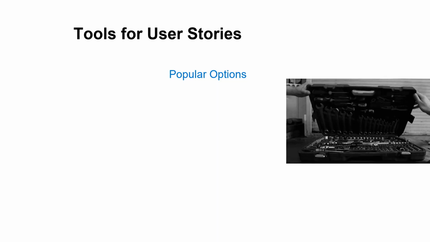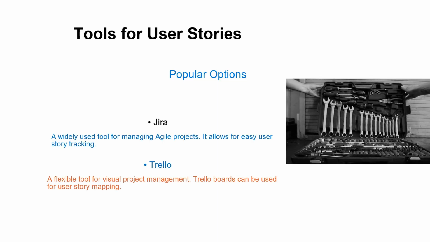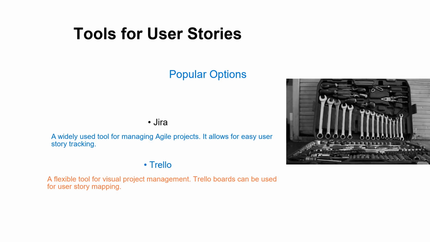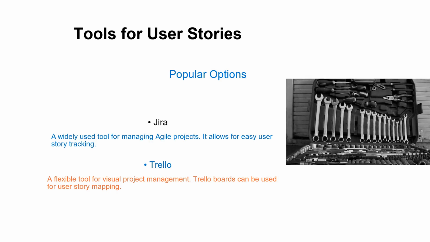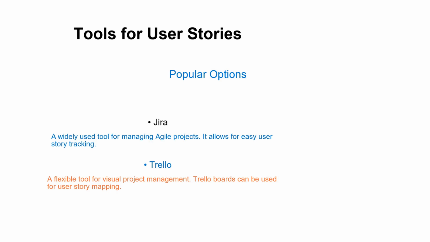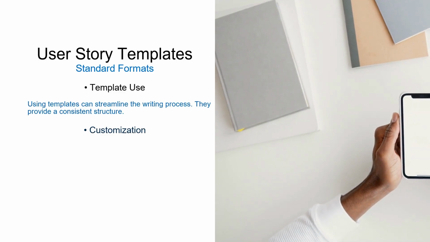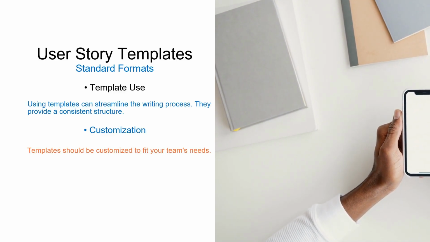Popular tools for managing user stories include Jira and Trello. Jira is widely used for tracking Agile projects, while Trello offers a flexible approach to visual project management. Using user story templates can streamline the writing process by providing a consistent structure. However, it's important to customize templates to fit your team's specific needs.